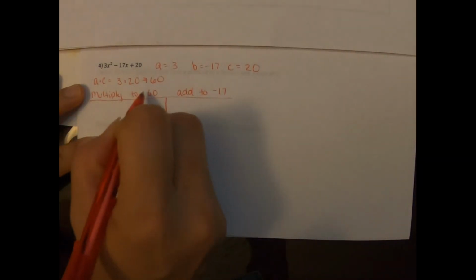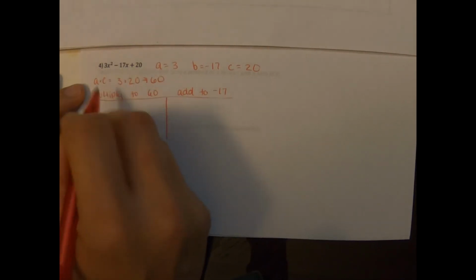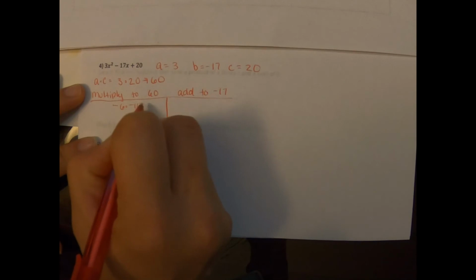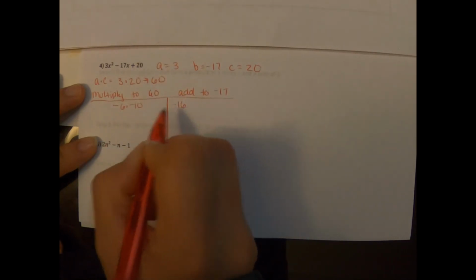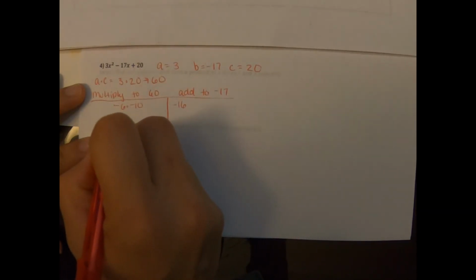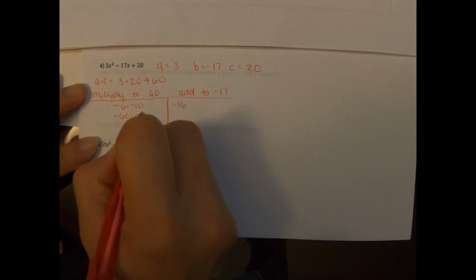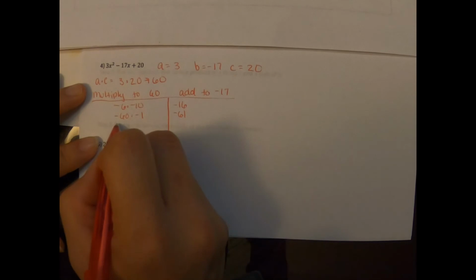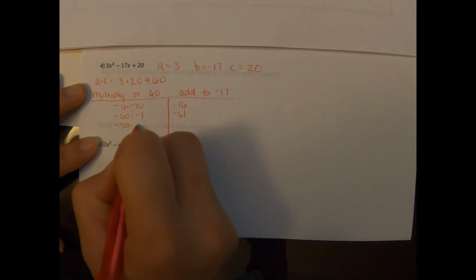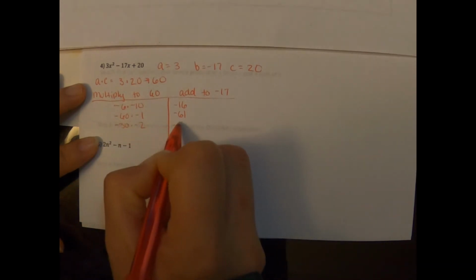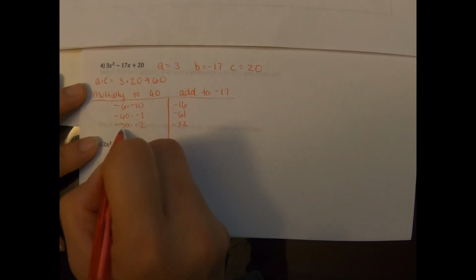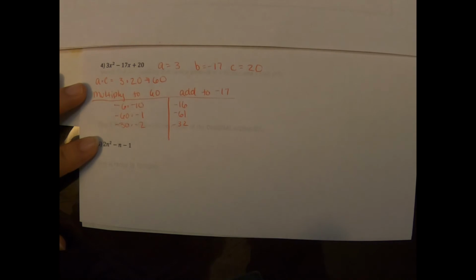So what kind of numbers would multiply to 60? We got negative 6 times negative 10, and that adds to negative 16. We got negative 60 times negative 1, that would be negative 61. We got negative 30 times negative 2, that would be negative 32. And I feel kind of stuck here.